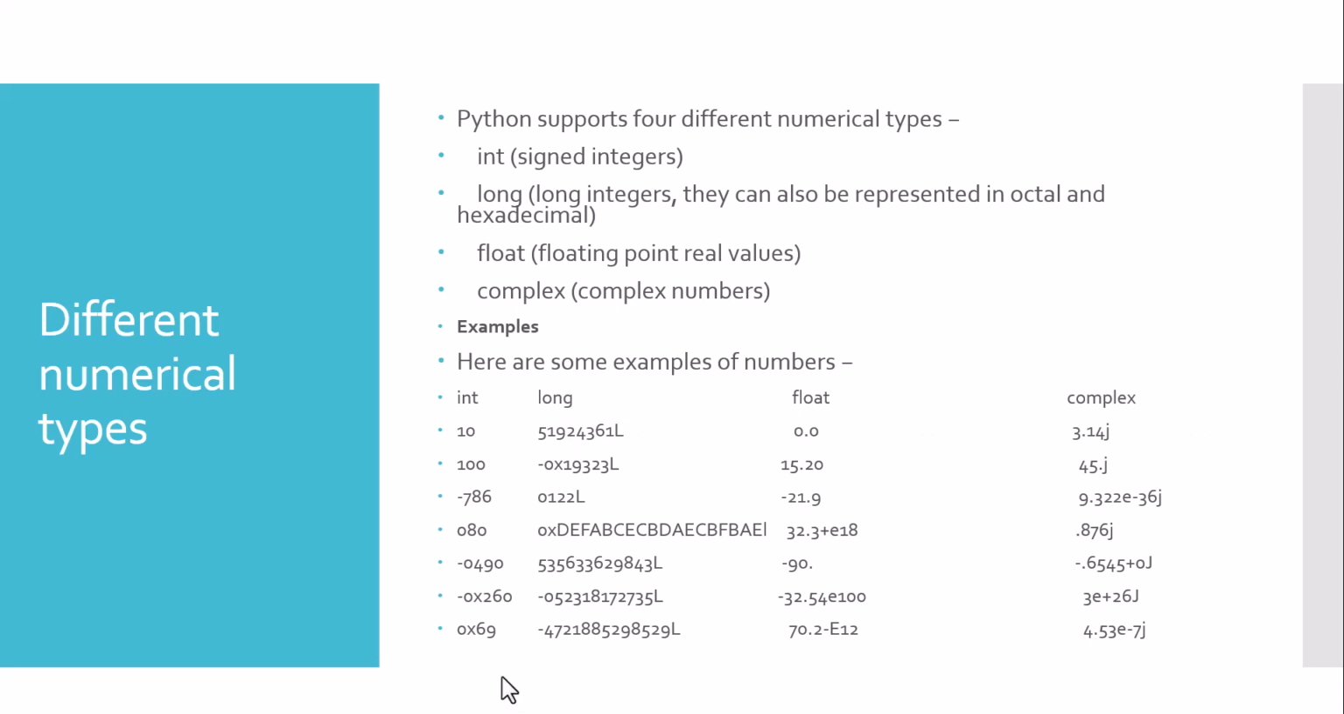Int is a simple integer type. If it is a decimal, then it is a float. If it is complex, then it is real plus imaginary. And long contains the hexadecimal and octal values. L is used to represent the long data type, either a small l or a capital L. You can use any one.